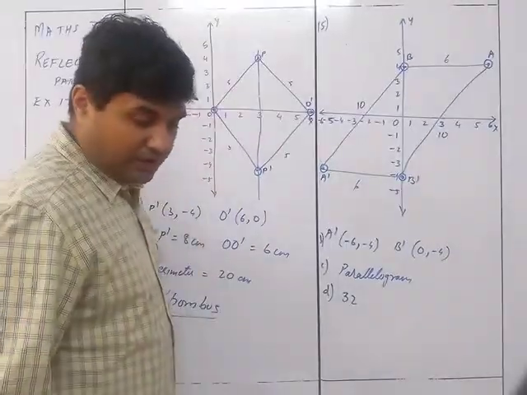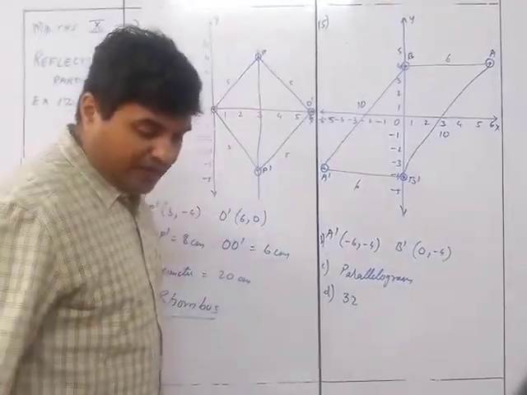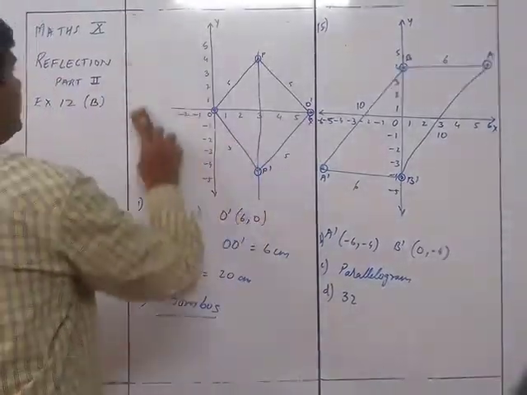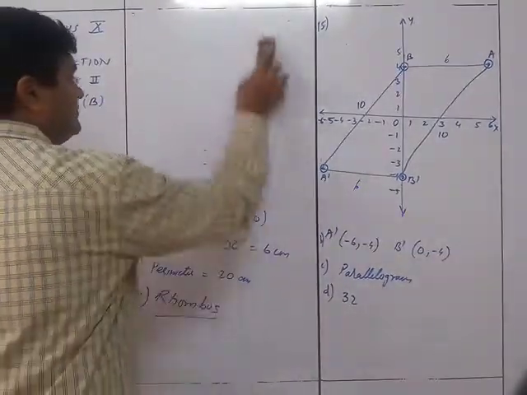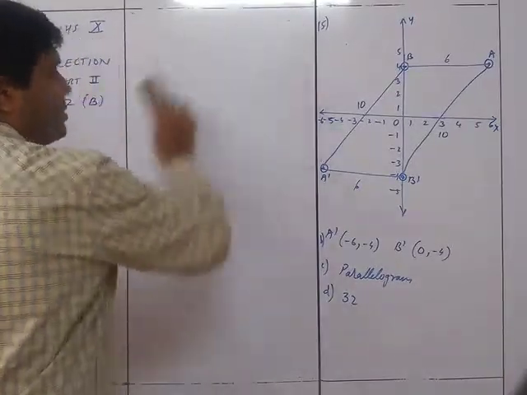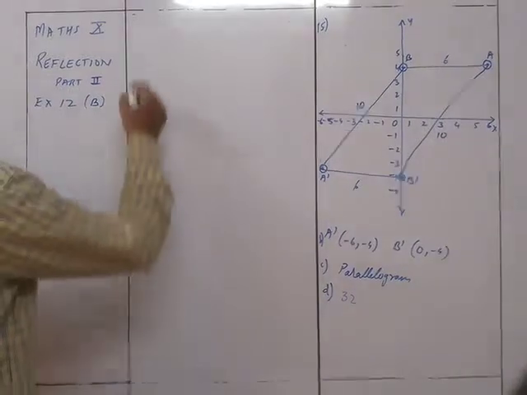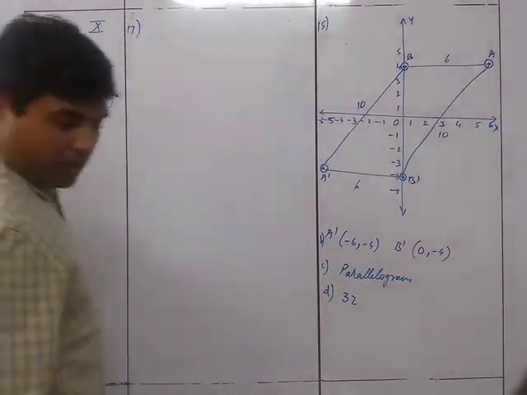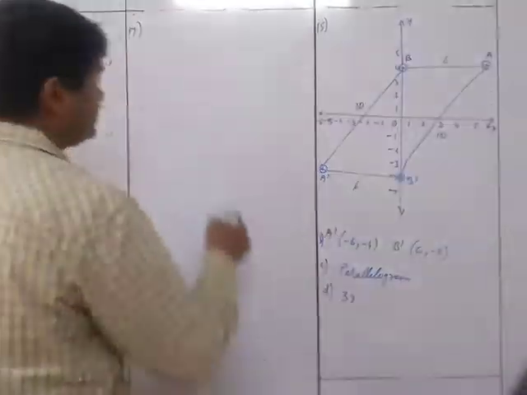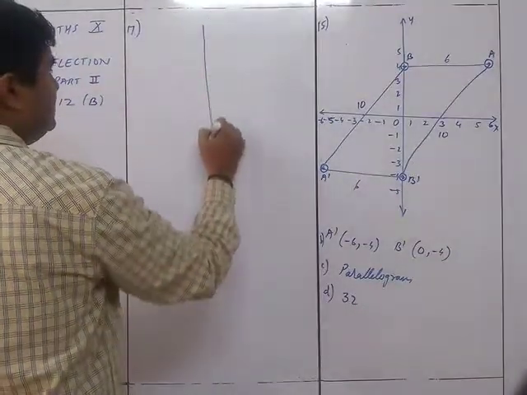So this was sum number 15. We come to the last question of this exercise and the chapter, that is sum number 17. Sum number 17, we have got to use a graph paper 2 by 1, and we need to plot 4 points. So let's see the graph first.